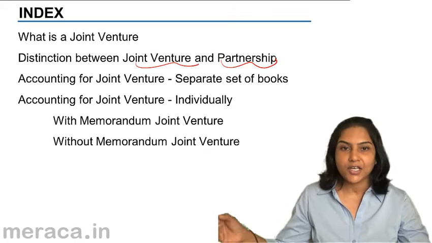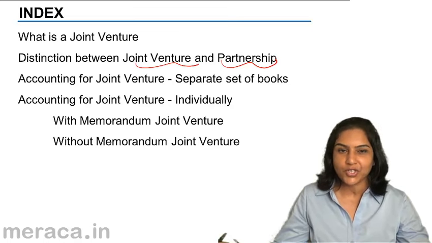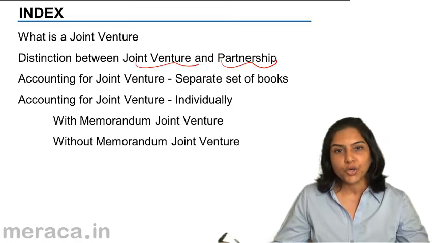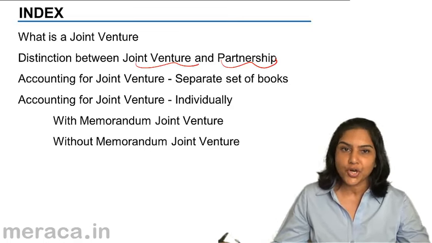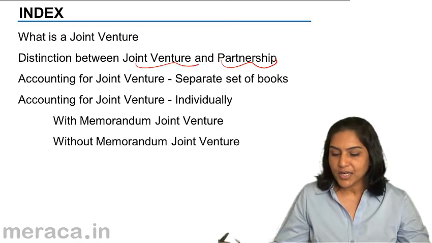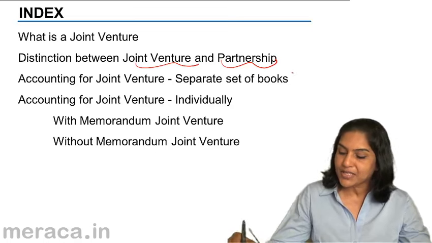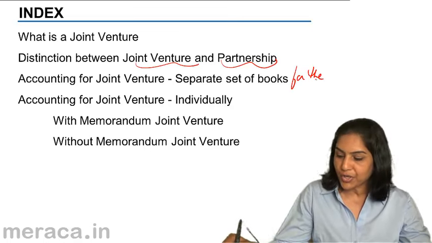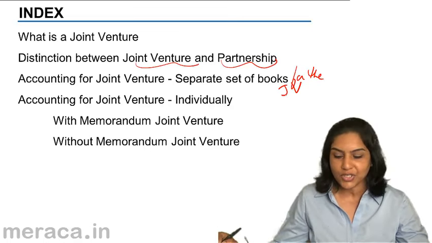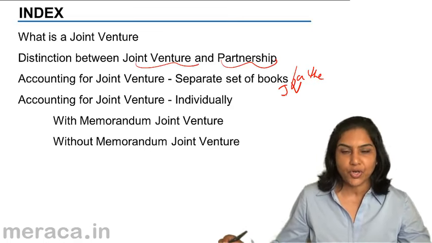Next, having understood what a joint venture is and the distinction between a joint venture and partnership, we will then move on to accounting for joint ventures. Accounting for joint ventures usually is of two types. One, where we keep a separate set of books for the joint venture, and where no separate set of books is kept for the joint venture.